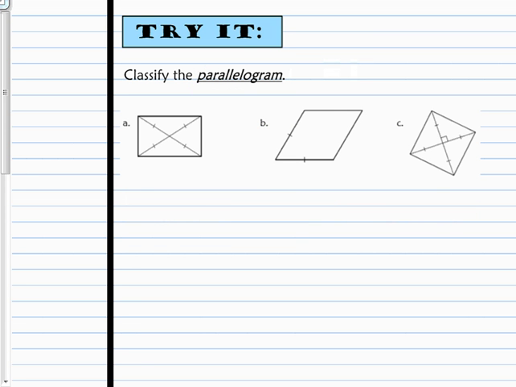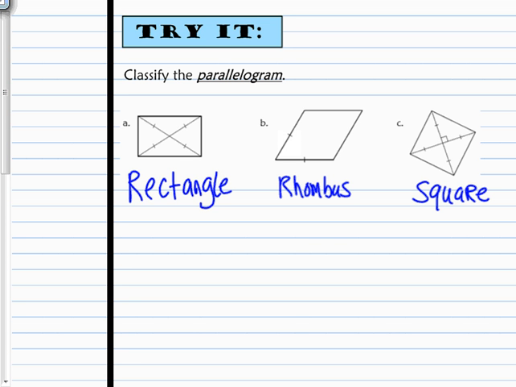Classify the parallelogram. Go ahead and pause the video and see if you can get these three correct as well. Okay, letter A is a rectangle. All we know is that the diagonals are congruent to each other. See how they all have one tick mark? It means they're congruent. Rectangles and squares have congruent diagonals. However, we don't know if this is a square because it says nothing about the sides.